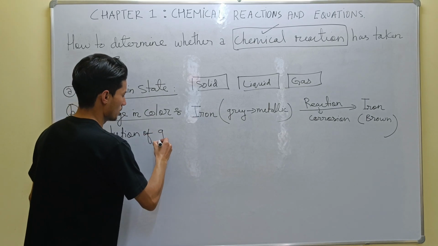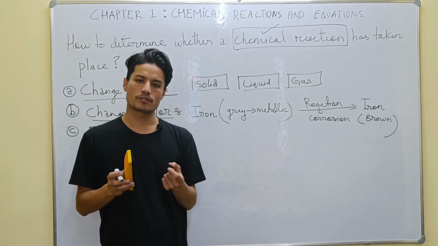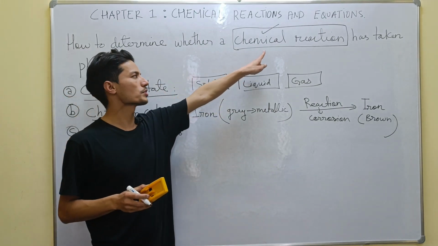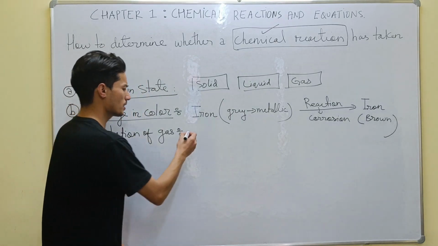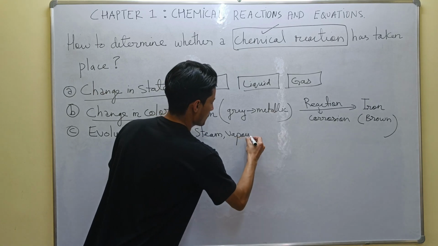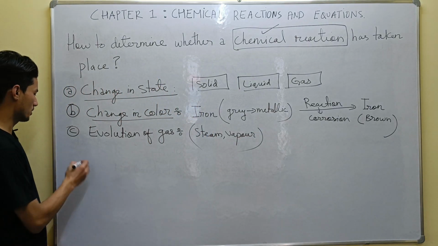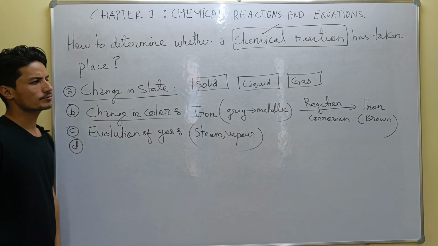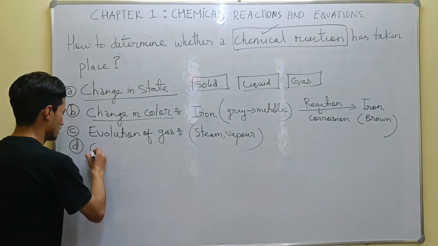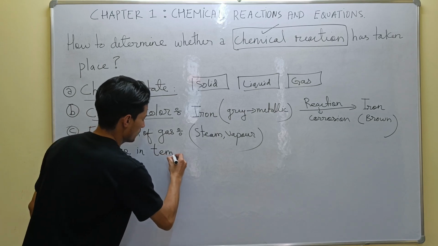Next one, evolution of gas. Now, in any chemical reaction, if we observe release of gas or evolution of gas, then those reactions will also be considered as a chemical reaction. Not only just gas, but even steam, vapor. They are basically the same. This will also be considered as a chemical reaction. Next one, point number D. The fourth point is change in temperature.